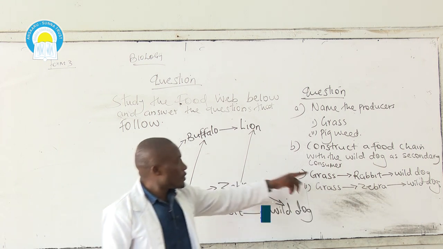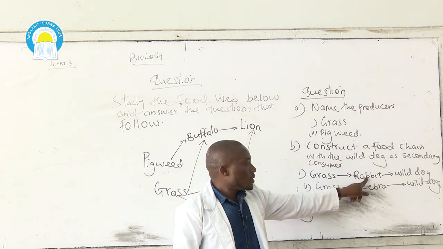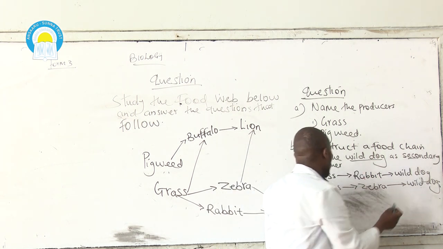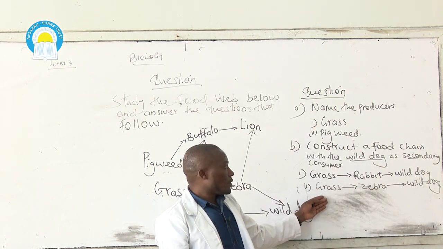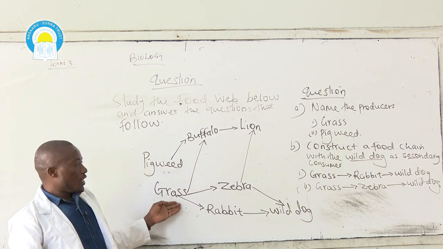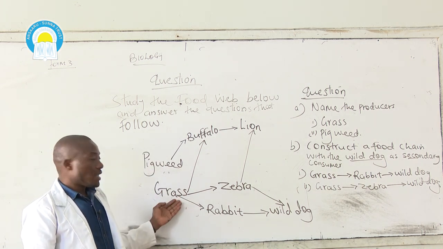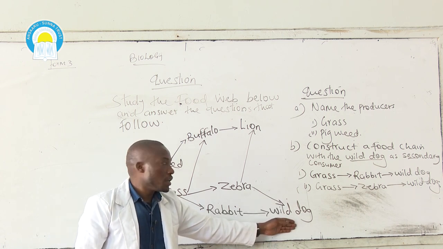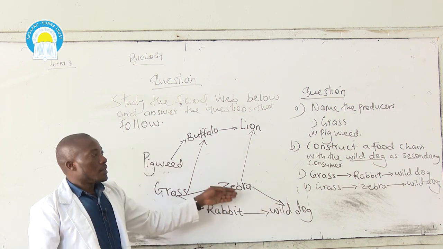So this is producer, primary consumer, secondary consumer. And we are told the wild dogs are secondary consumer. You start also with the grass. So grass is producer, primary consumer, secondary consumer, wild dog. That's what you've been asked. Then the grass, zebra.